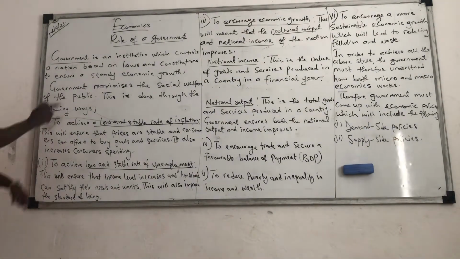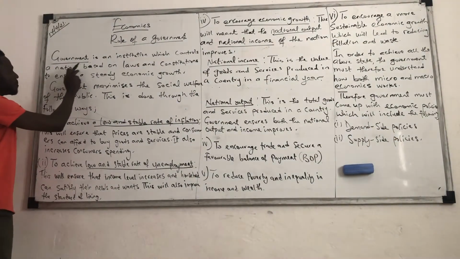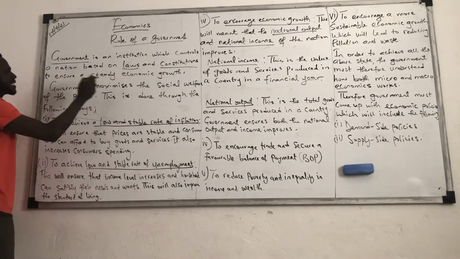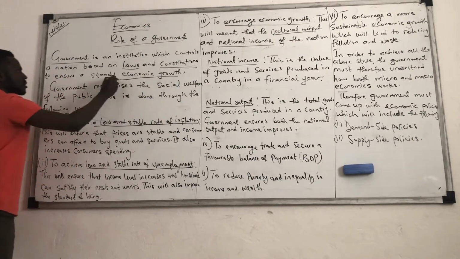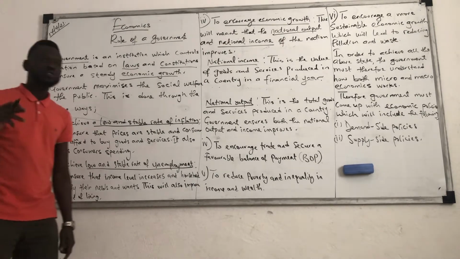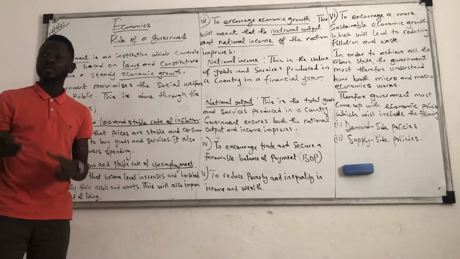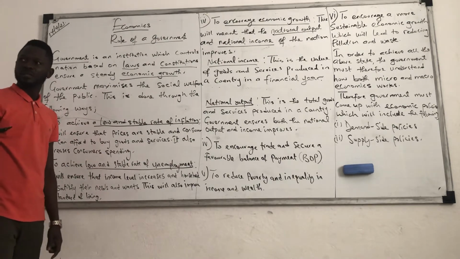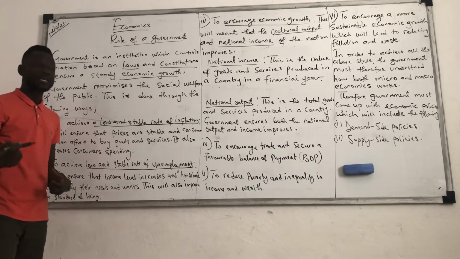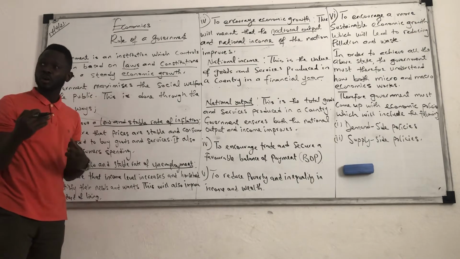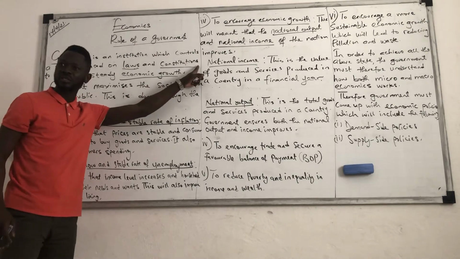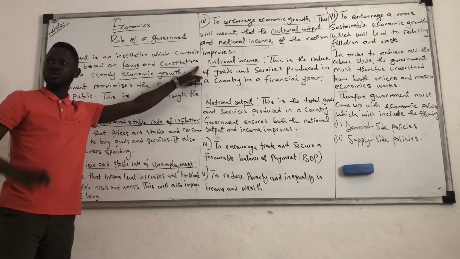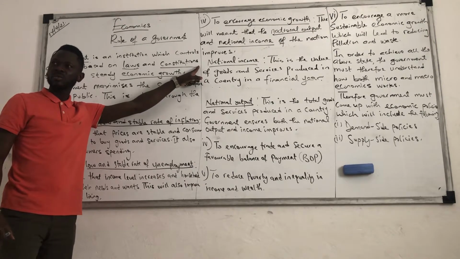I said government is an institution which controls a nation based on laws and constitutions to ensure a steady economic growth. So government will not rule a society. Government will rule a society based on laws, certain rules and regulations that govern the society. But these rules and regulations will not come until we have a constitution. So the constitution is what the government will use to control the society. Do we get it here?